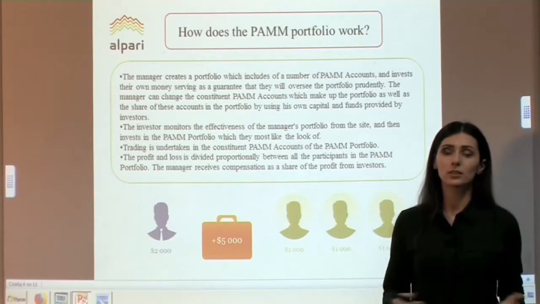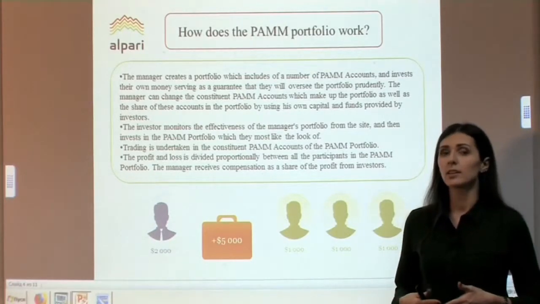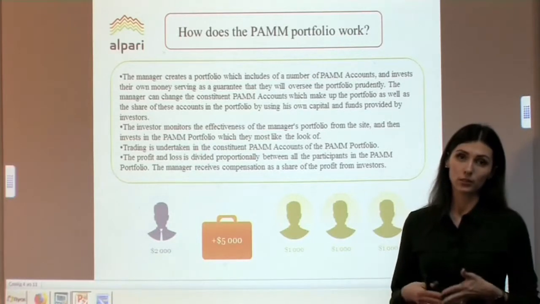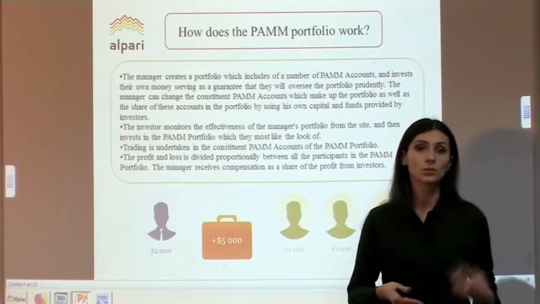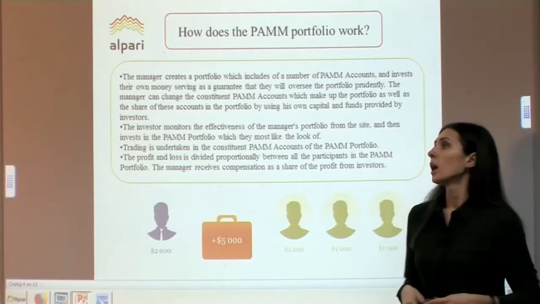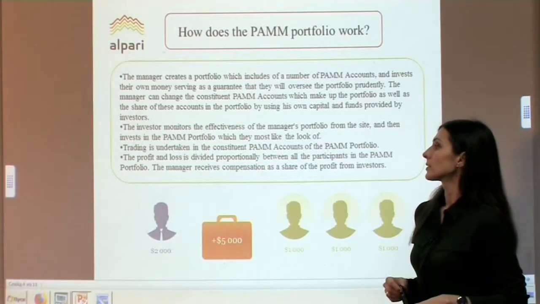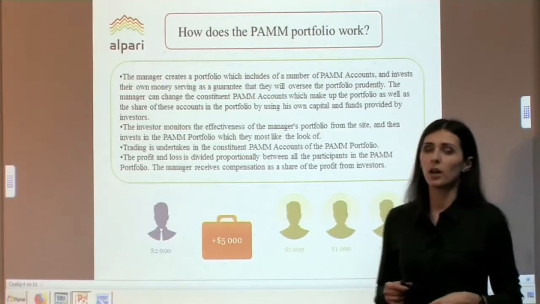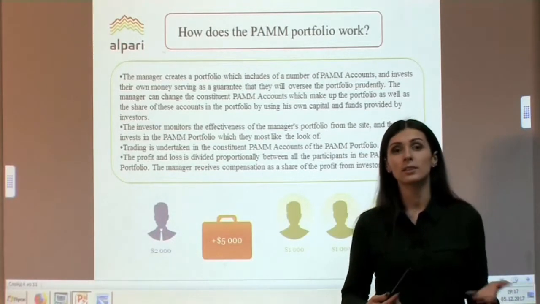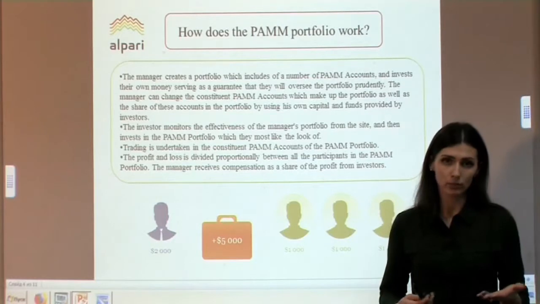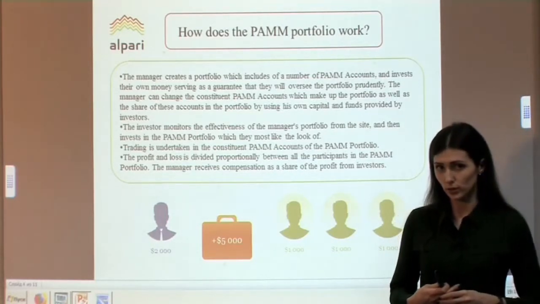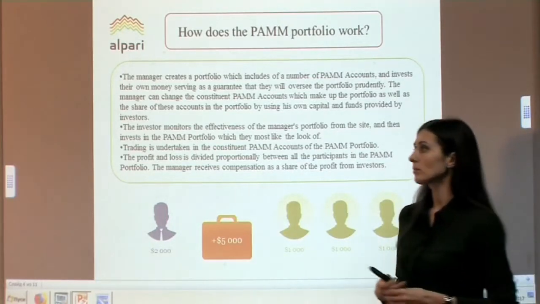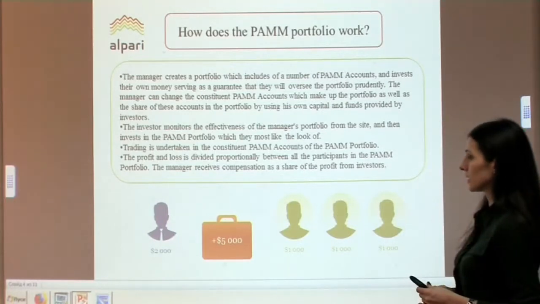Distribution of profits and losses will be made automatically at the end of the trading interval, which on the PAM portfolio is equal to 1 quarter. What else? The distribution of profits and losses on the PAM portfolio is the same as on the PAM account. It's made automatically in proportion to the funds that were introduced in the PAM portfolio. And here we can see an example.